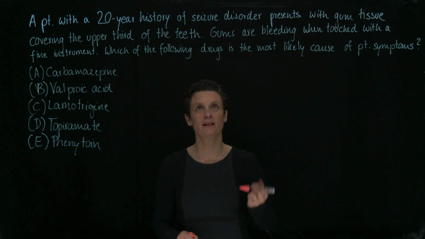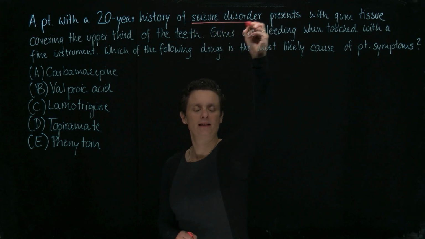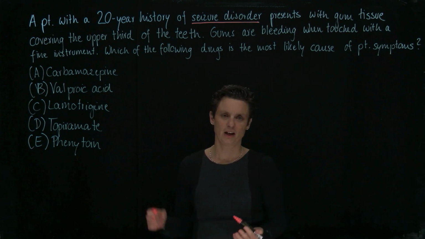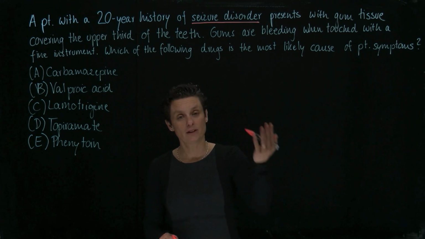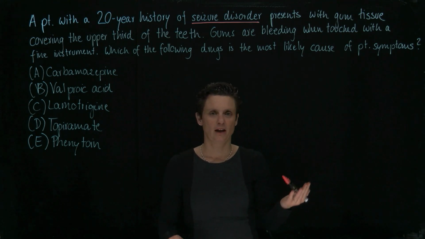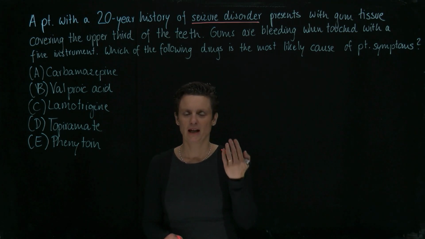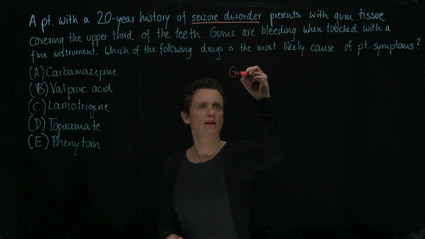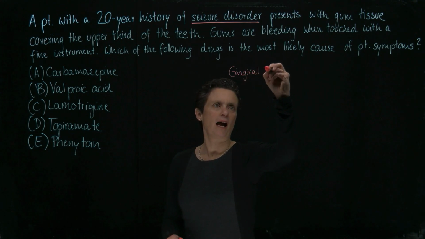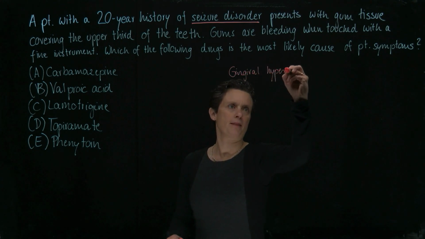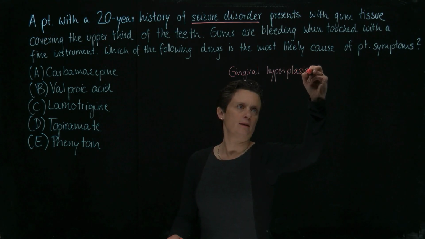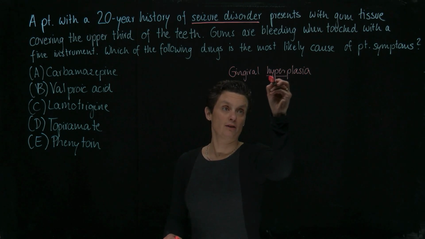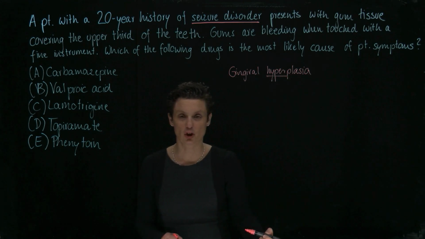So the patient comes in with a history of a seizure disorder, and actually when we look at these drugs, these are all anti-seizure medications, so that fits very well. And what does the patient present with? So the patient has gum tissue and also gums that are bleeding, so that sounds like gingival hyperplasia. So the gingival tissue is growing a lot, so hyperplasia, too much growth.